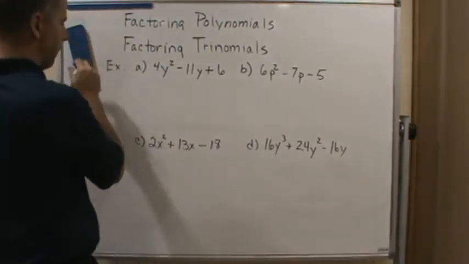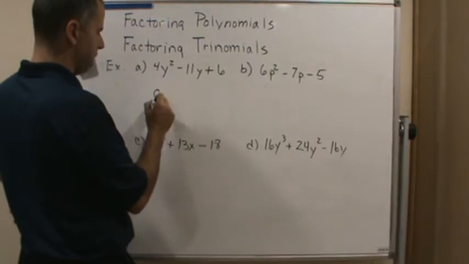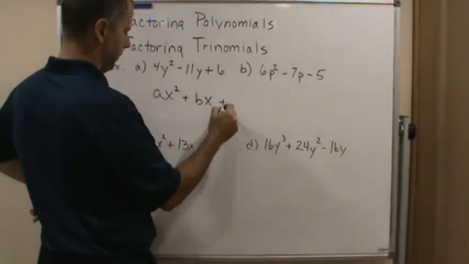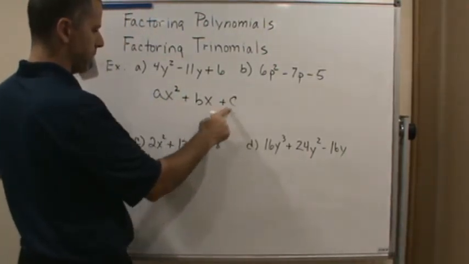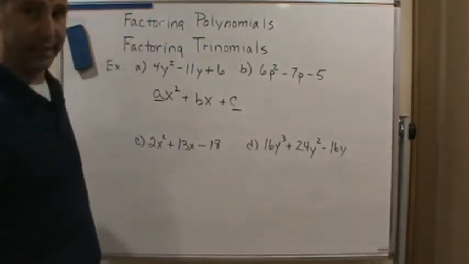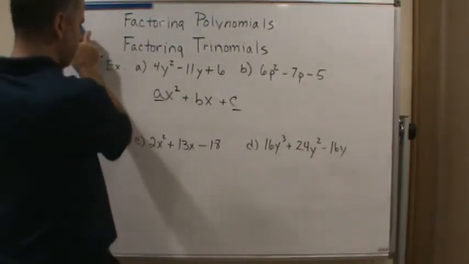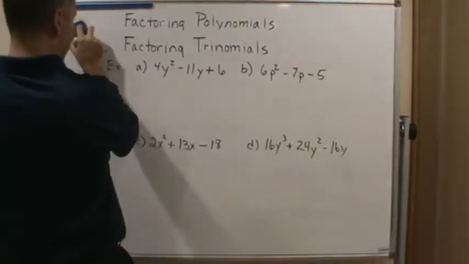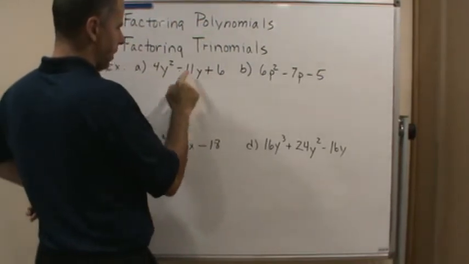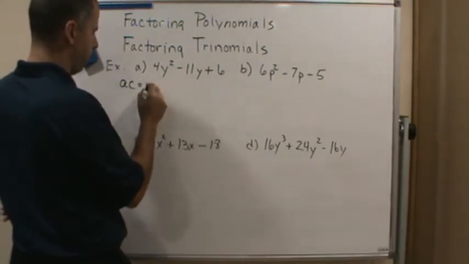Now the AC method, remember, in a trinomial, the general form of a trinomial is this: ax squared plus bx plus c. So the AC method involves multiplying a and c, AC, right? The product of a and c. So what we're going to do is we need to find factors of this product, AC. So AC equals, in this case, 24.